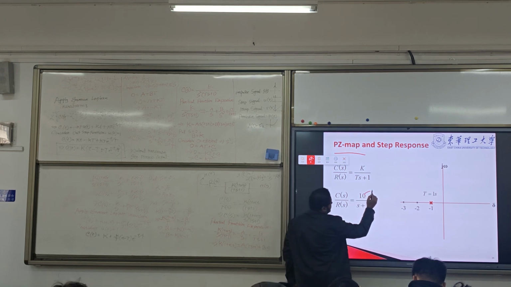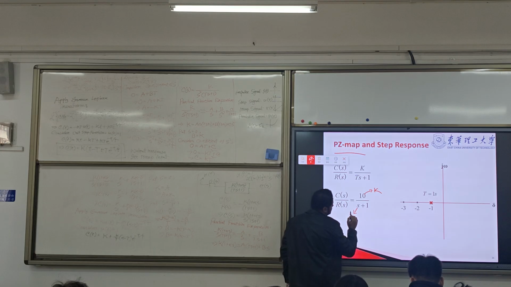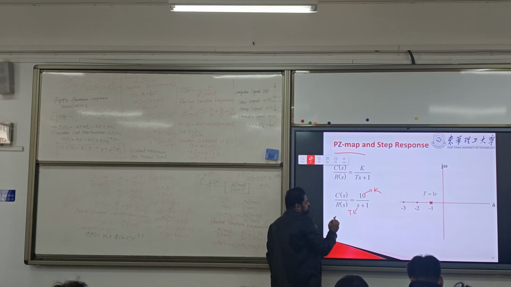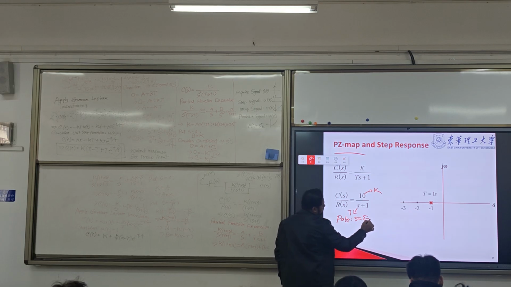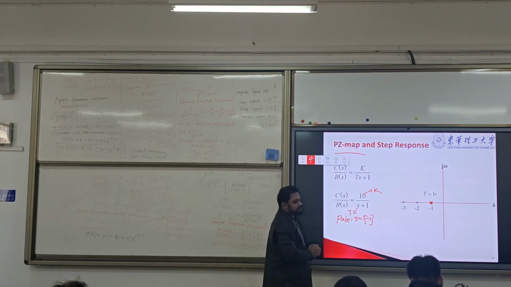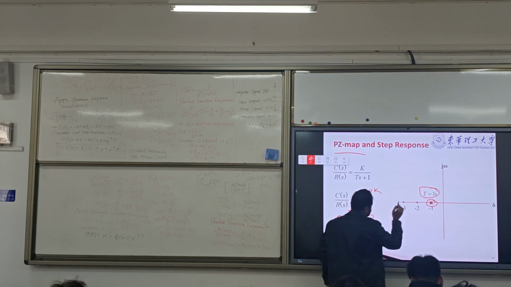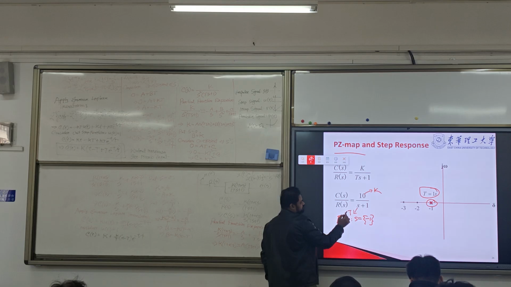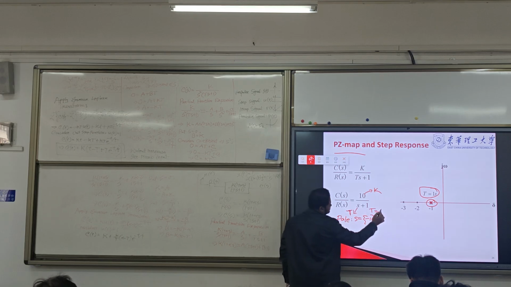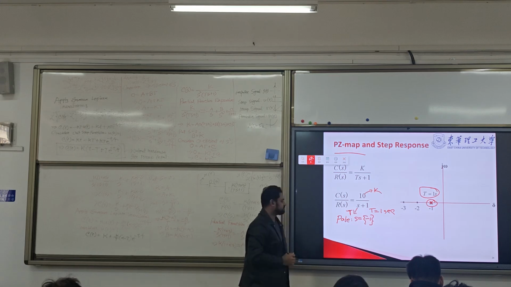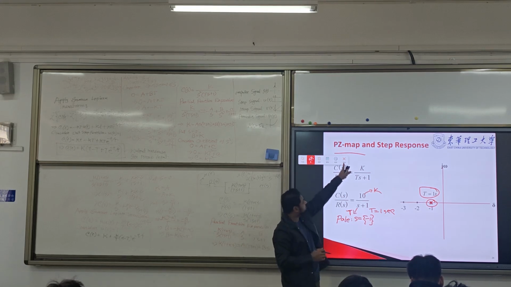What is this? This is K. This is T. So what is the pole? Pole is equal to -1. So here there is a pole and the time constant is 1, that is T, because here we have 1s. So that is a pole zero map and time constant step response.